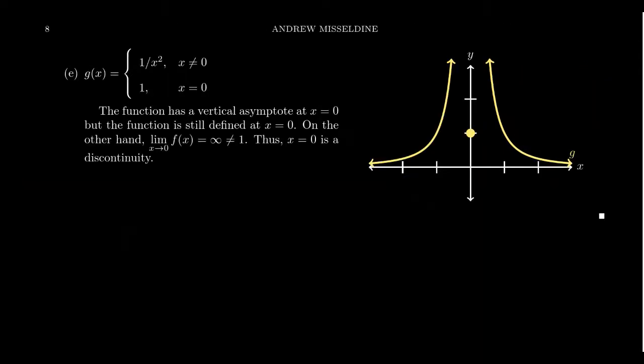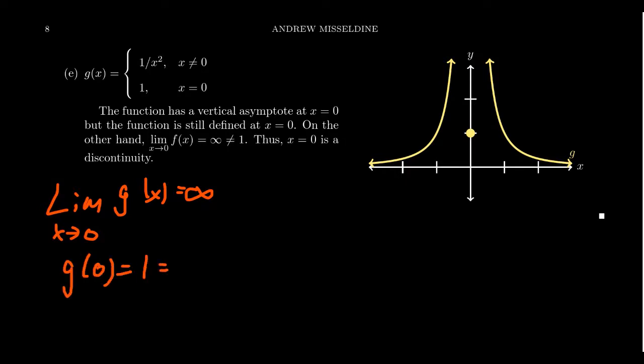As another example, consider g of x equals this piecewise function, 1 over x squared when x is not 0, and g of x equals 1 when x equals 0. In this situation, we still have this vertical asymptote occurring on the y-axis, you can see right there. And when you consider the limit, I was kind of mentioning this on the previous slide, as x approaches 0 of g of x, your limit is still going to be infinity, right? So we can tell you what the limit is. But the function value g of 0 equals 1, which is not infinity, right? So this is a discontinuity. And because the limits turn out to be infinity here, we call this a vertical asymptote.